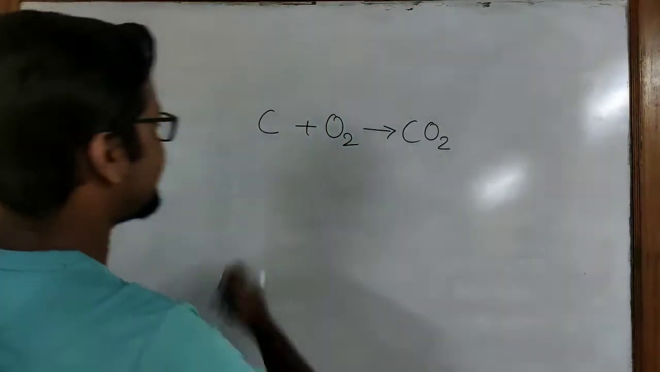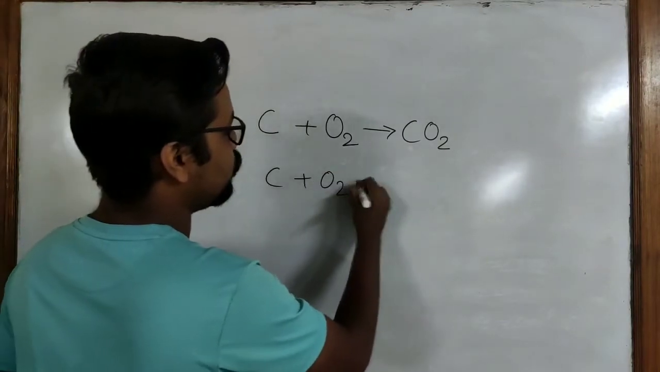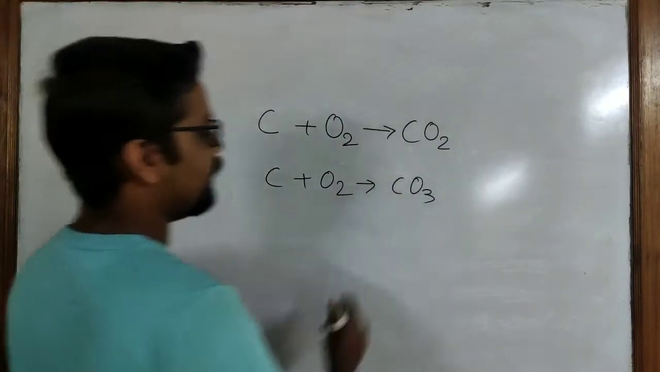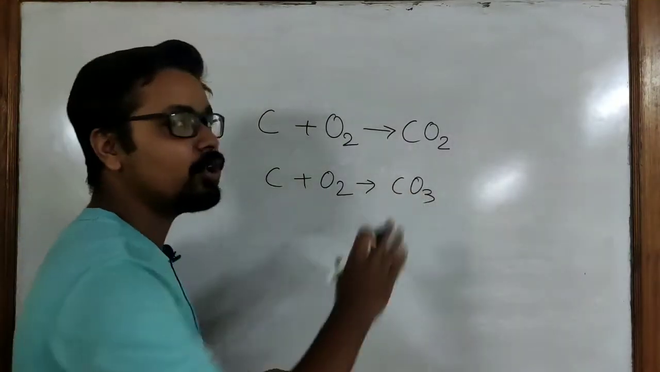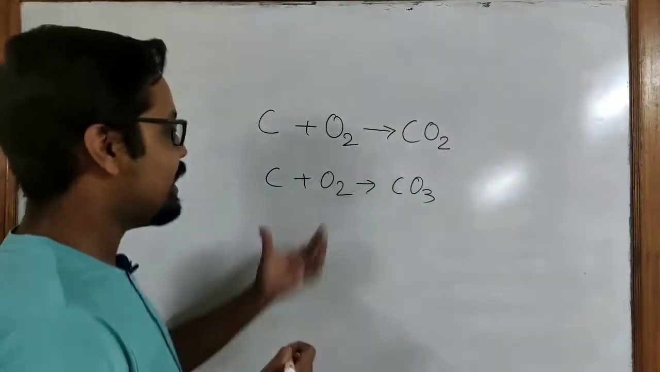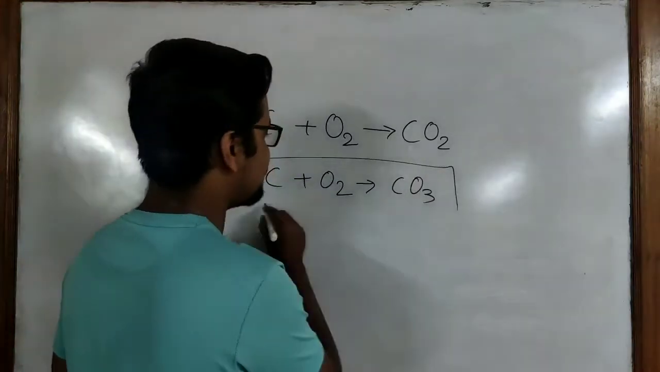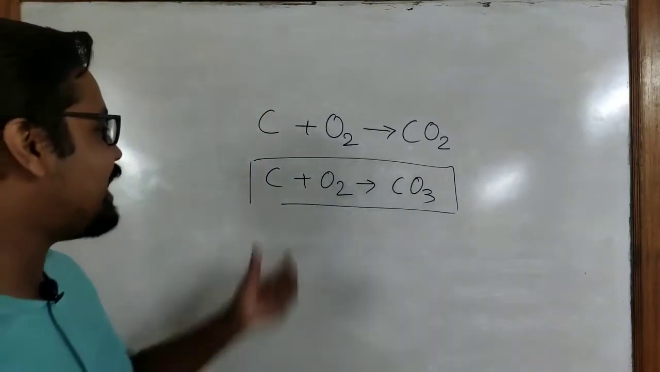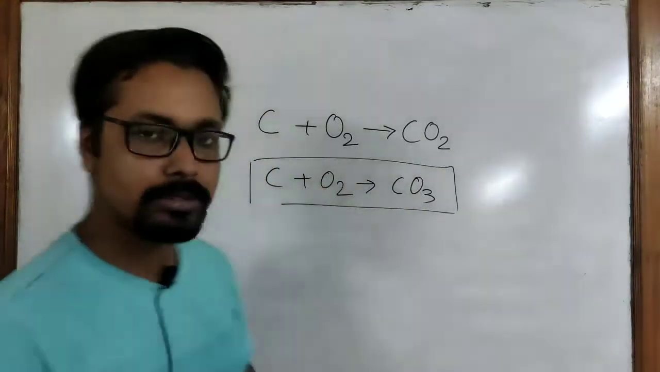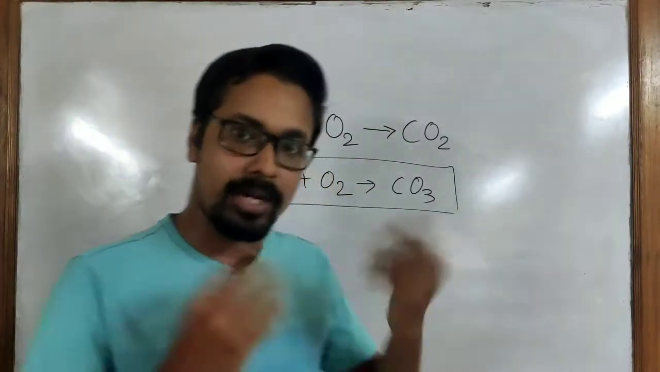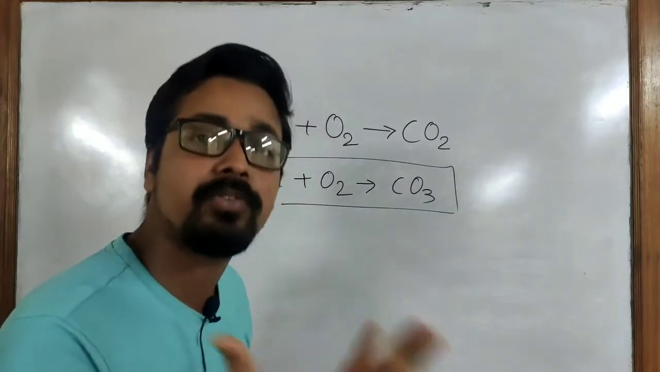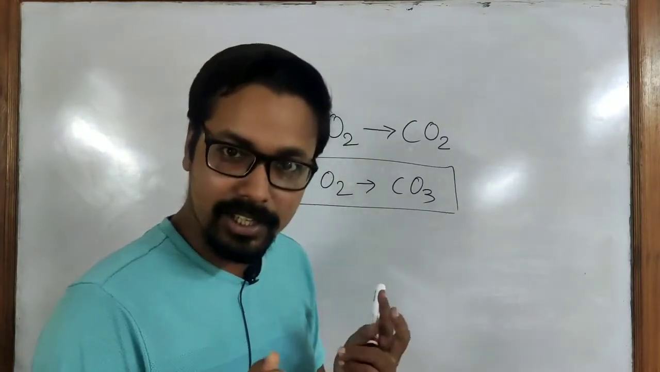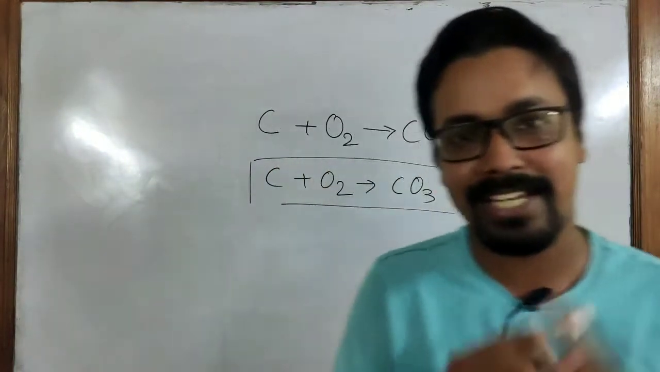So we cannot write anything like C plus O2 gives CO3 and finish this as a reaction. You can't do that, because this will break the law of conservation of mass. What does this signify? It signifies that I had one atom of carbon and two atoms of oxygen, I mixed them, and what I got was one atom of carbon and three atoms of oxygen. Where did the other atom of oxygen come from? By magic. There is no magic or black magic in chemistry.